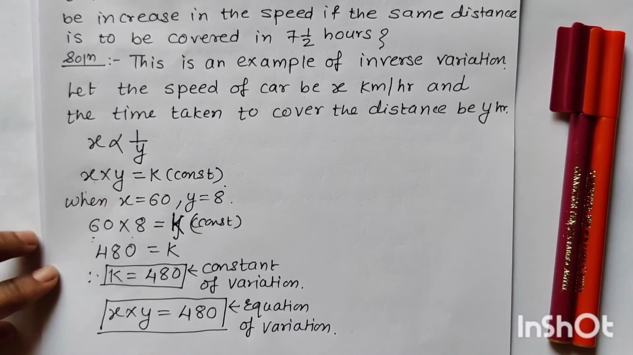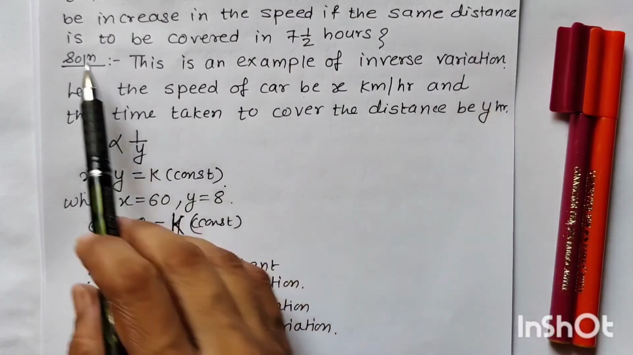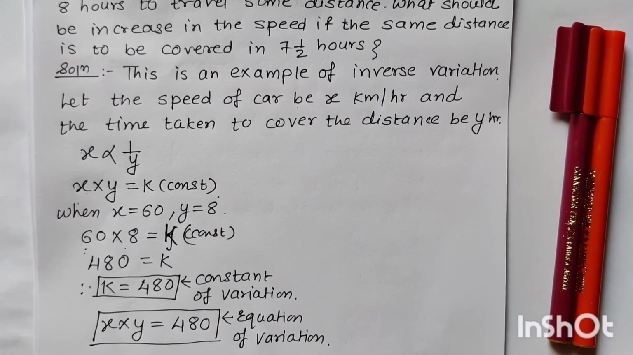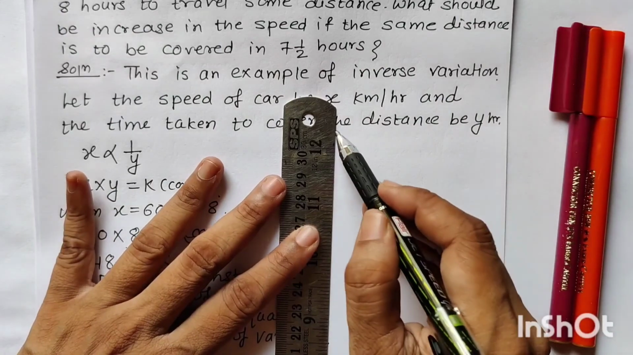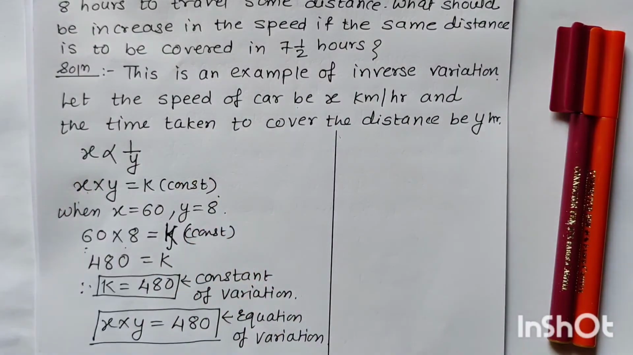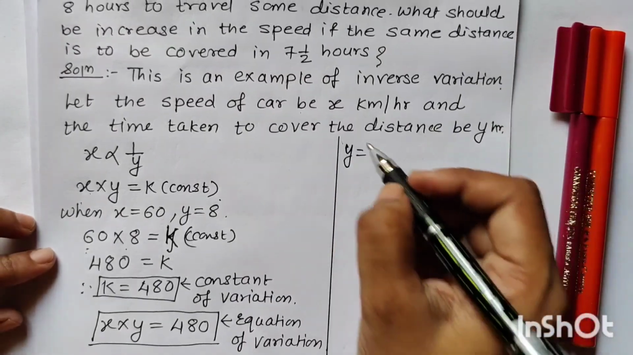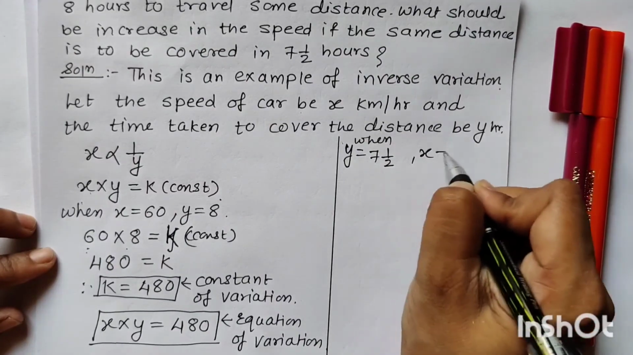Now what is given to us next? What we have to find out? Let us see the last sentence. If the same distance is to be covered in 7.5 hours, we have to find the increase in speed. Increase in speed we will find out afterwards. First find out only the speed when the time is 7.5 hours. Time is taken 7.5 hours. For time we have written the y. When y is equal to 7.5, we have to find x is equal to how much?